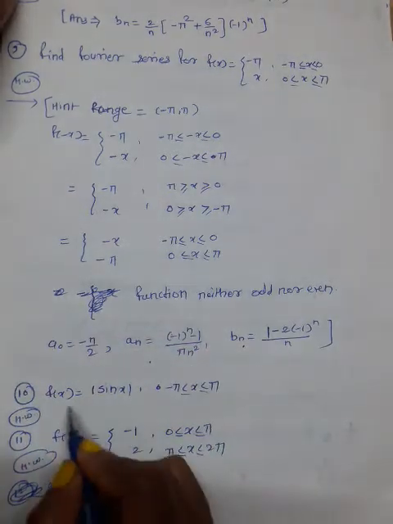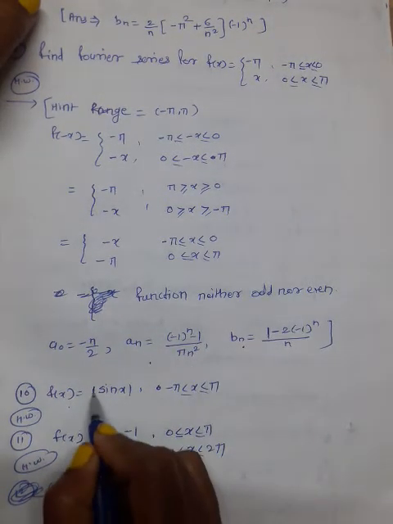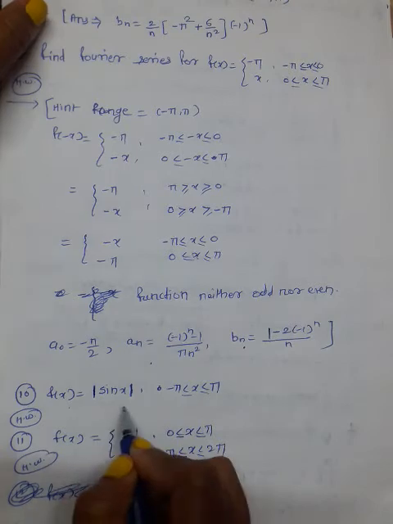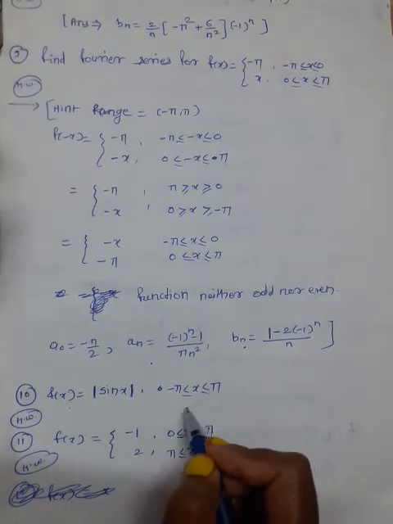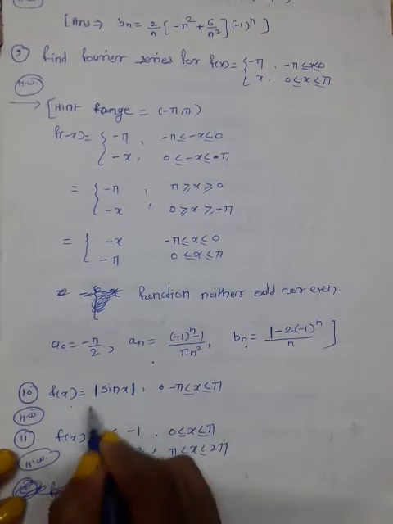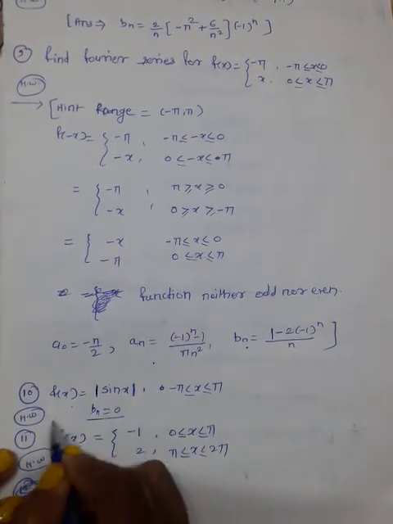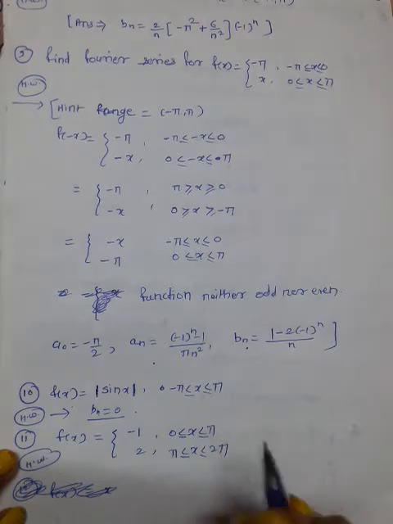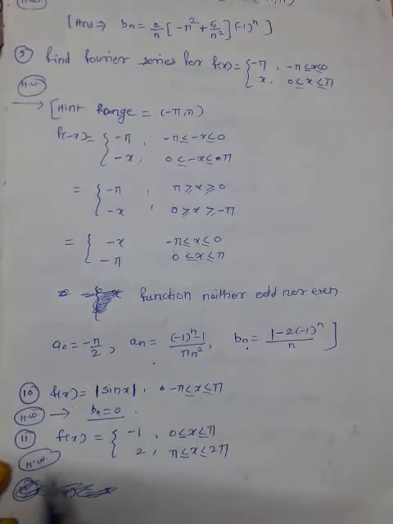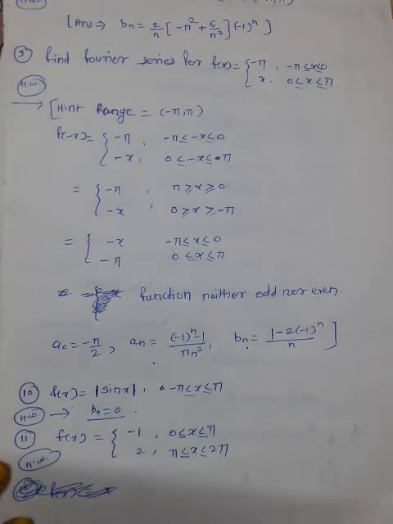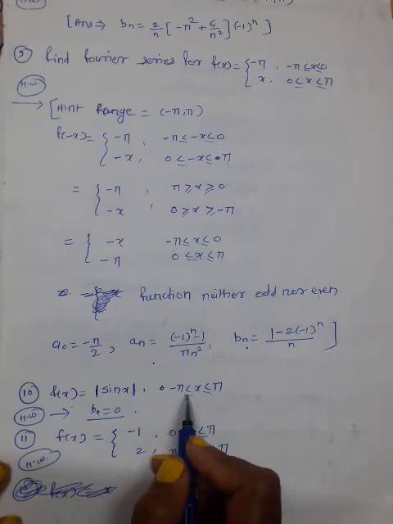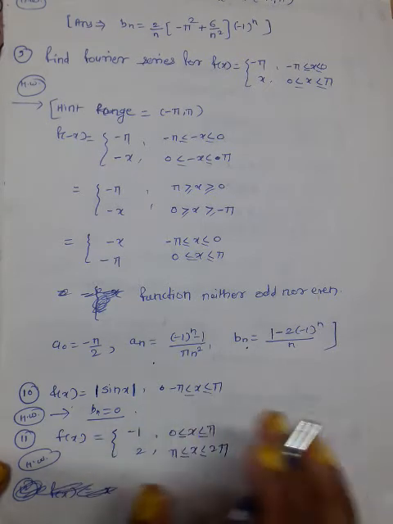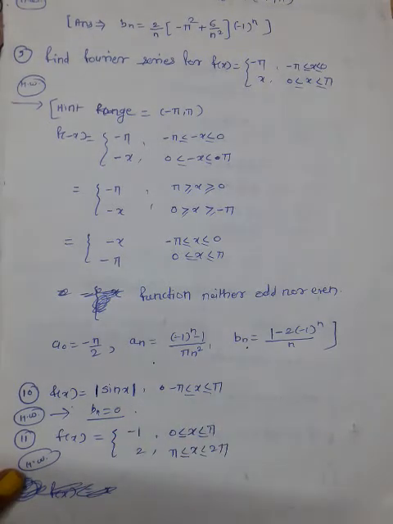This is homework. Now f(x) is mod of sin x. It is given in the mod format. Therefore, minus pi to pi is the given range, and it is an even function. Therefore, for an even function bn is 0. Calculate an and a naught. For that, for mod of sin x, take sin x, because in the interval 0 to pi all values of sin x are positive, therefore it is plus sin x.